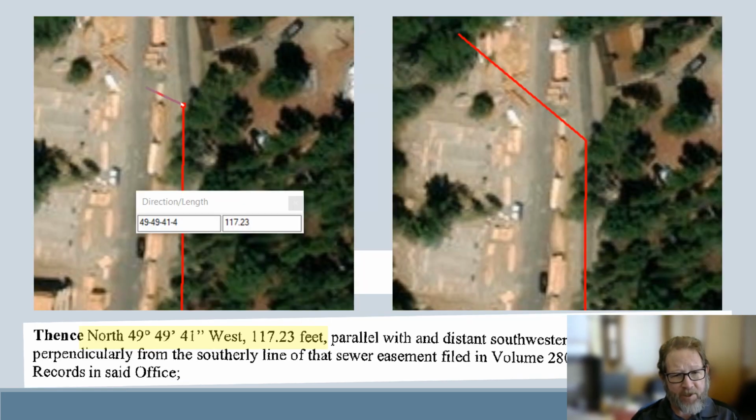Now once again, right click, choose direction length, and this time you're going to type in the direction length to the next call. That is northwest 49 degrees, 49 minutes, 41 seconds, a distance of 117.23 feet. And once you type that in there, press enter, and you should get another line that looks like the image on the right.